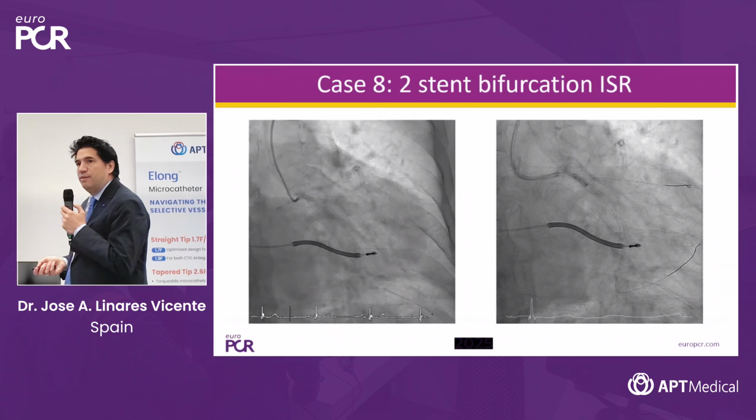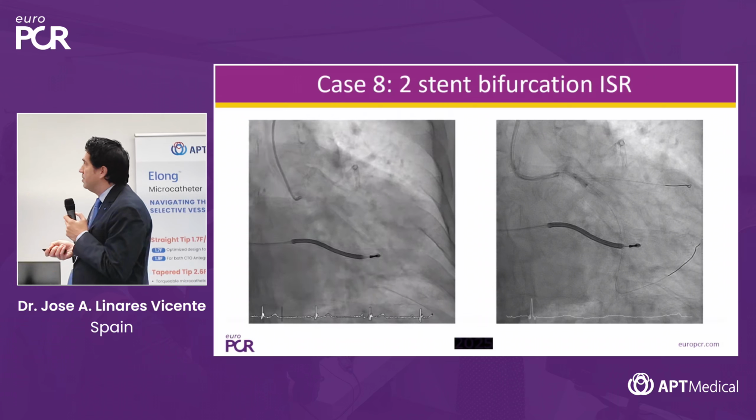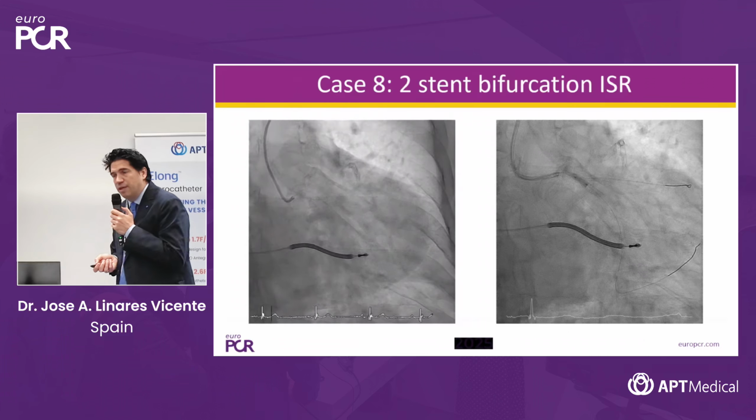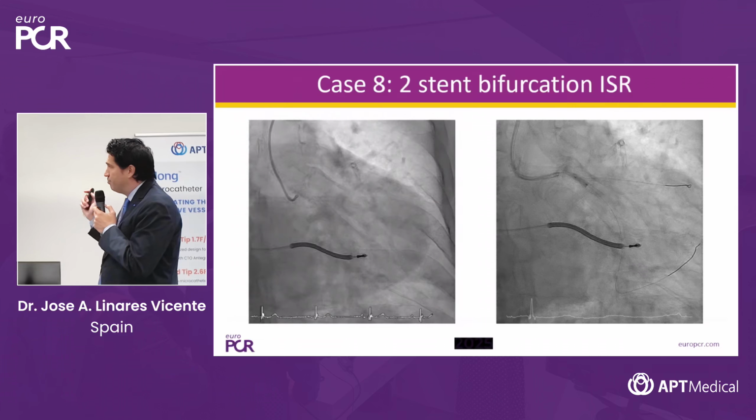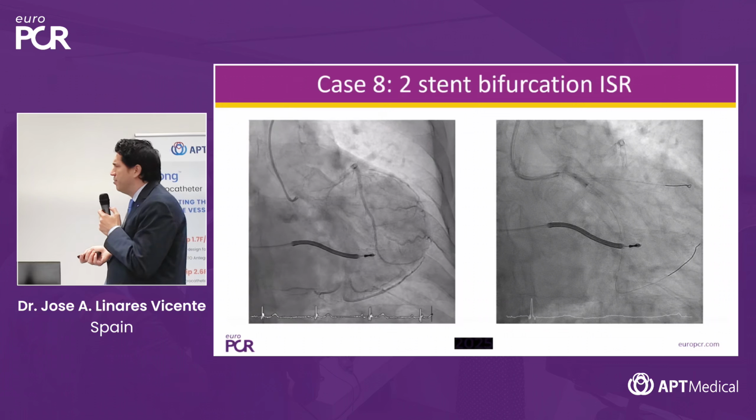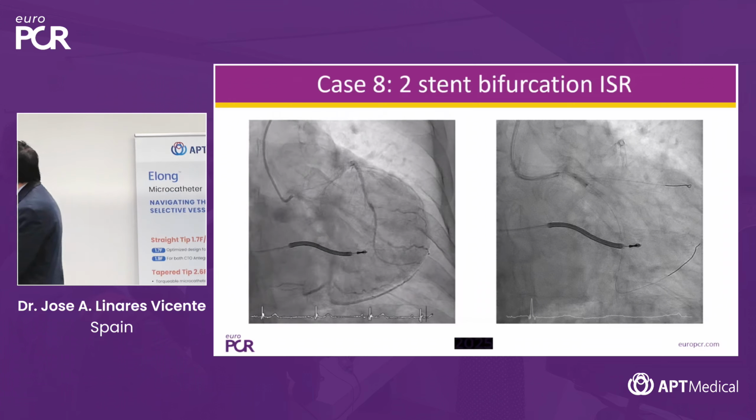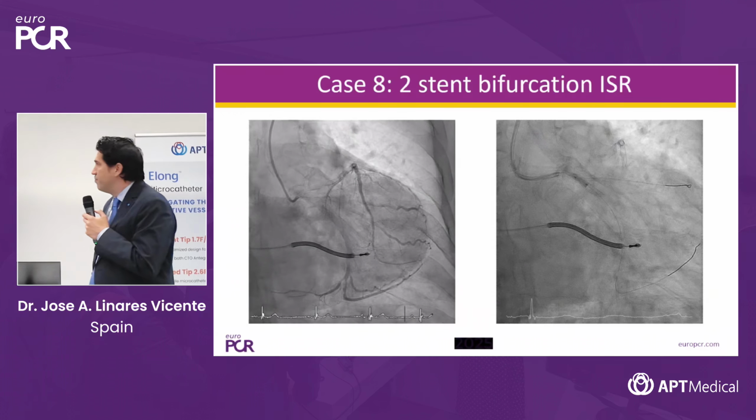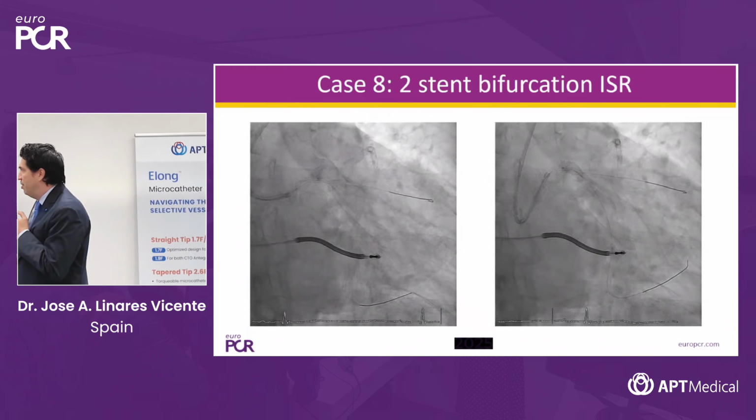And the last case I want to show is a case from last week. It's a severe two-stent bifurcation in-stent restenosis in a patient treated with a two-stent bifurcation technique. We had no information about the technique because the patient came from another facility, but there was an evident under expansion in the main branch. We tried to correct the under expansion with a tapered tip balloon.